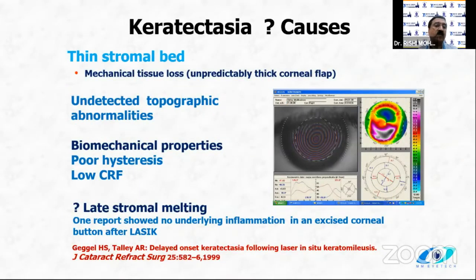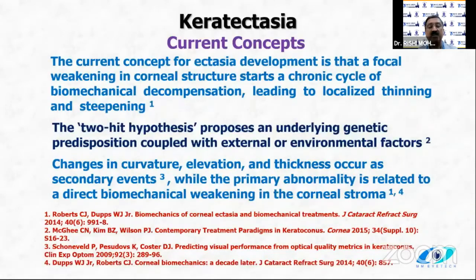So what are the causes? We were thinking of thin stromal beds. We've looked at that aspect with PTA coming in, undetected topographic abnormalities which have slipped under the radar, and biomechanical properties which have largely been overlooked over at least the first 2 decades of refractive work, but are now slowly coming to the forefront. Some studies suggest there's a late stromal melting, but there was no underlying inflammation, and that has rarely been considered to be the reason why this happens.